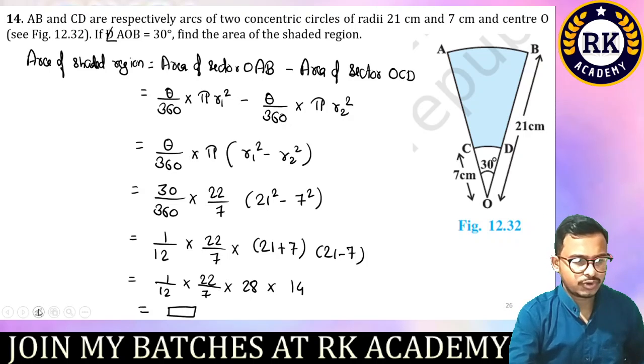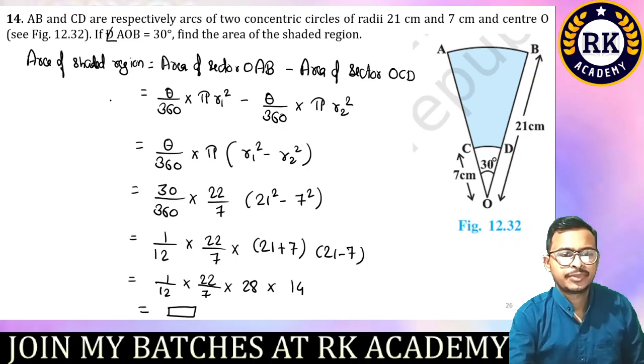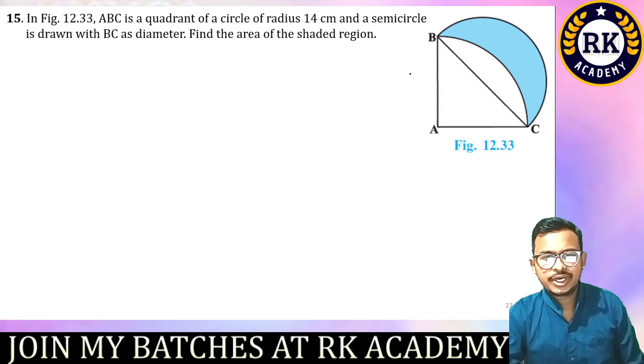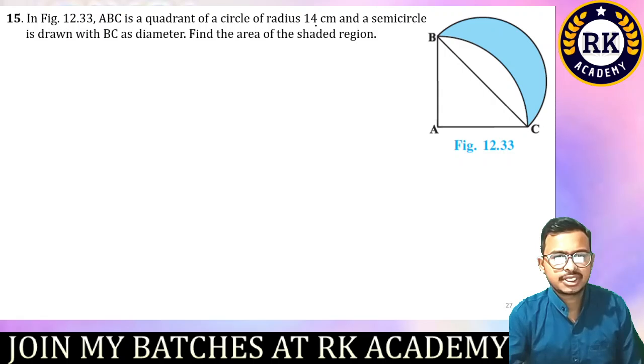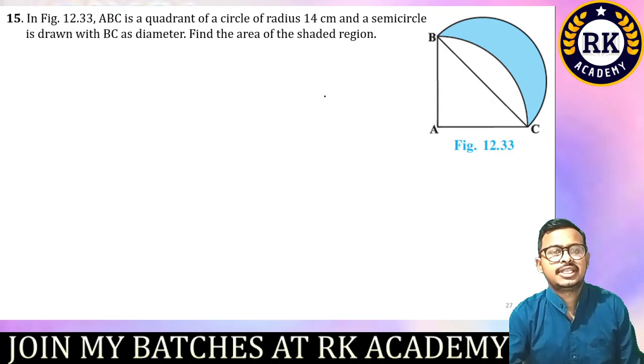After completing the 14th question, let's move to the next question. Okay, 15th question. Now read the question. ABC is a quadrant of a circle with radius 14 centimeter and a semicircle is drawn with BC as a diameter. Find the area of shaded region.